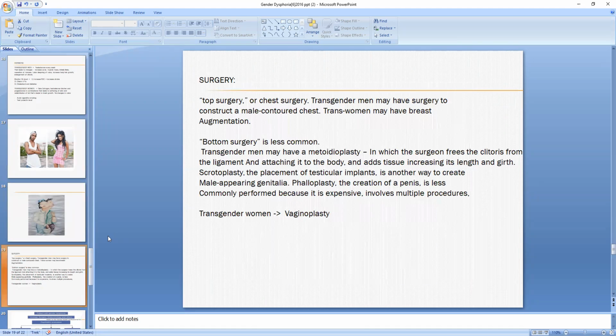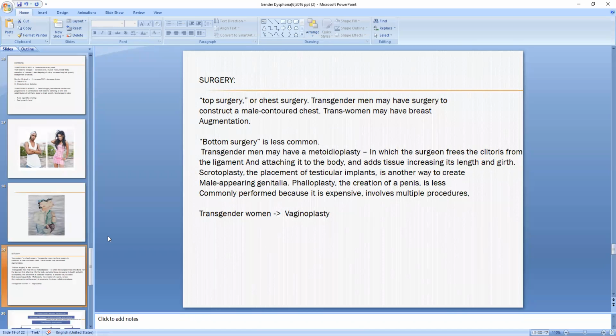Third is surgery. First is top surgery, or chest surgery. Transgender men may have surgery to construct a male contour chest. Trans women may have breast augmentation. Second is bottom surgery, which is less common.